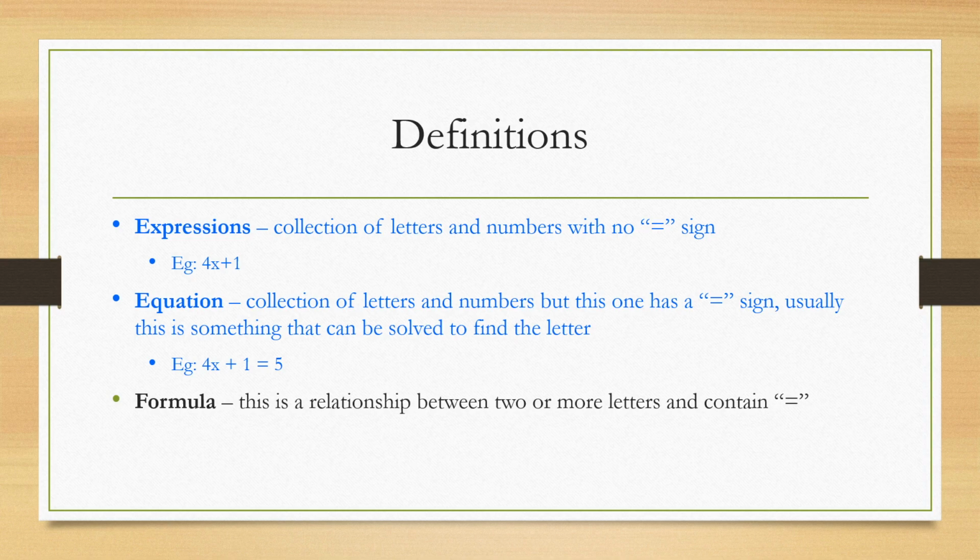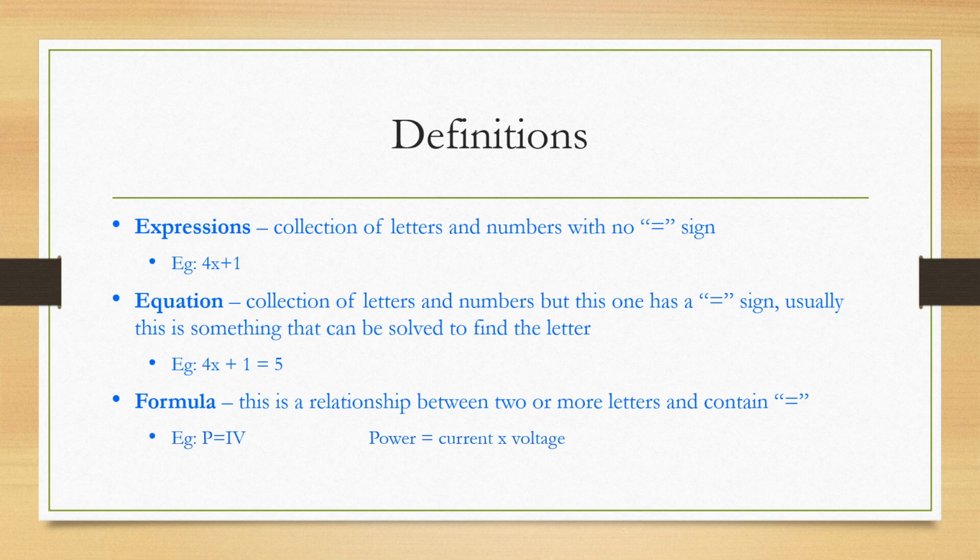So the other one is formula. This is a relationship between two or more letters and it contains an equal sign. As an example of this, later in your science course, like physics mainly, you might come across this equation. Well, I did when I was doing my GCSE physics. So this is an example of P equals IV, which is power equals current times voltage. So this is an example of a formula.